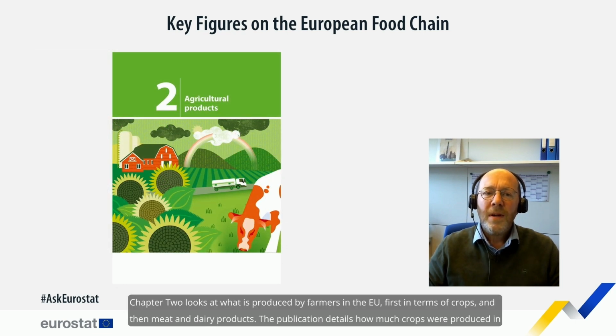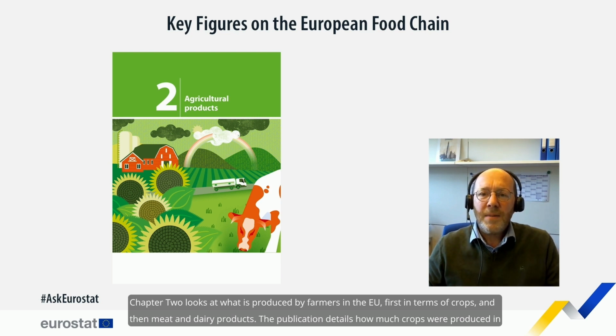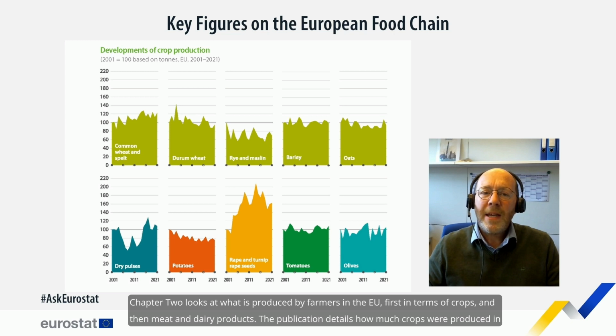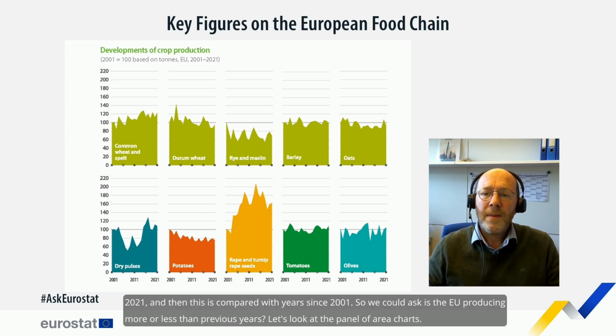Chapter 2 looks at what is produced by farmers in the EU, first in terms of crops and then meat and dairy products. The publication details how much crops were produced in 2021, and then this is compared with years since 2001. So we could ask, is the EU producing more or less than previous years? Let's look at the panel of area charts.